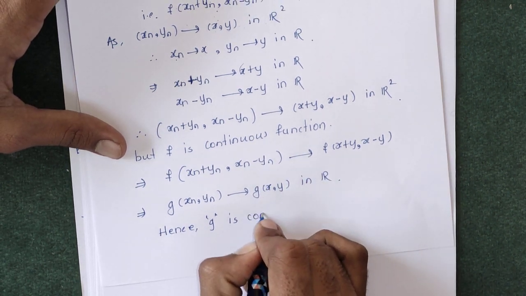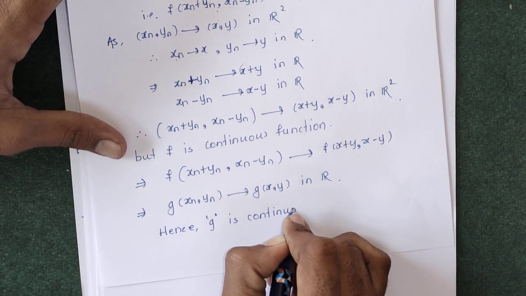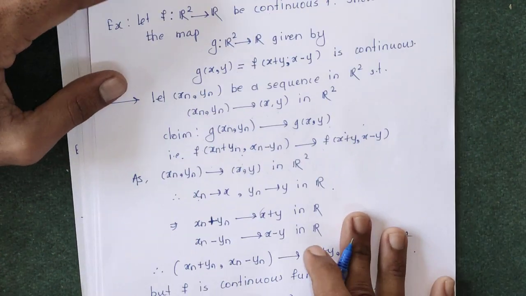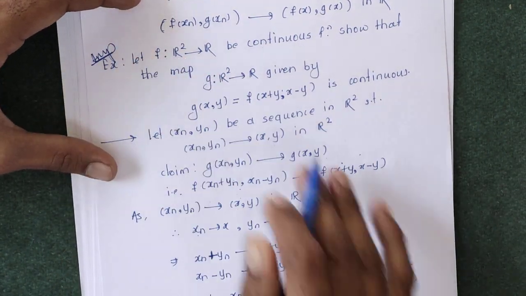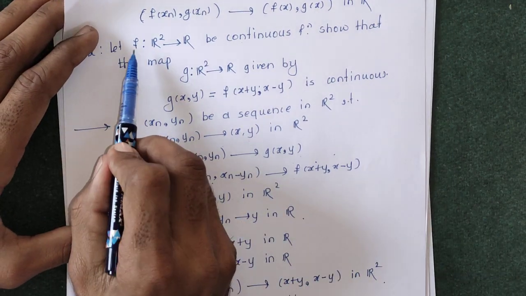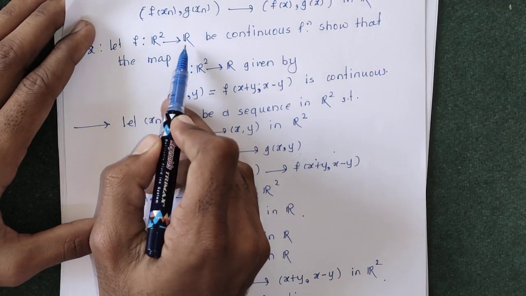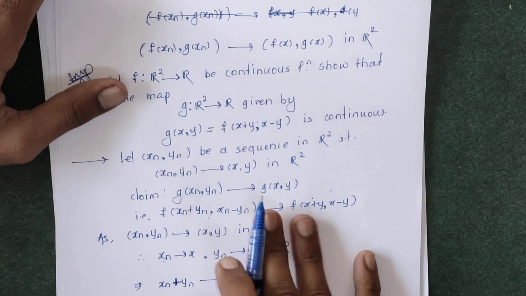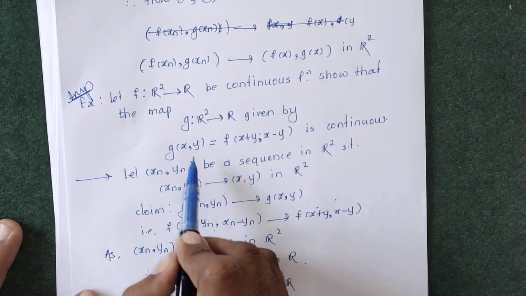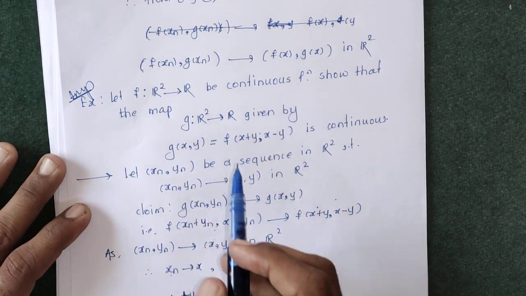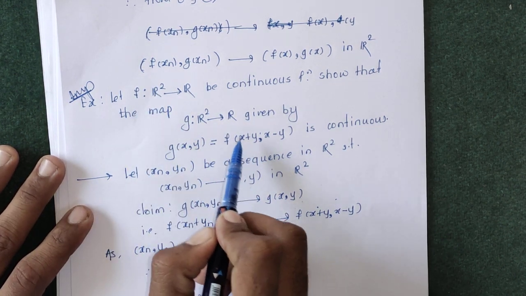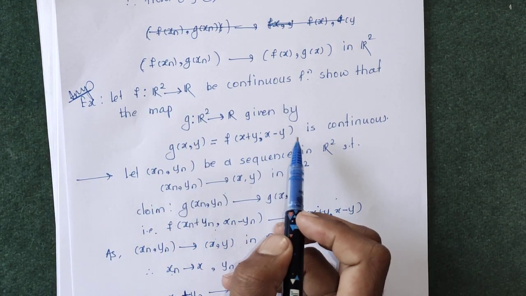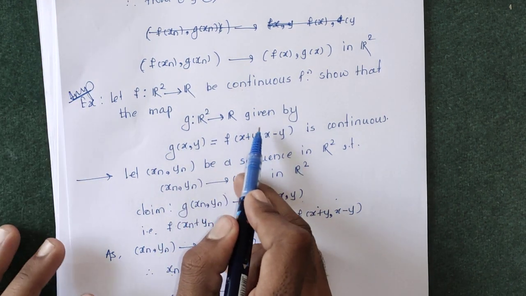Here is a simple example, and an important one. Two functions are given: the first function is from R square to R, and the second function g is also from R square to R, but g is defined in terms of f, that is, g of (x, y) is equal to f of (x plus y, x minus y). We have to prove that this g is continuous.